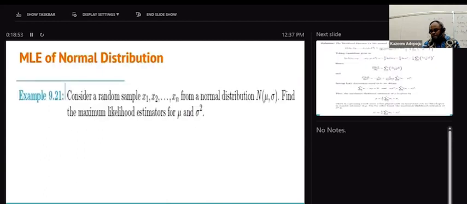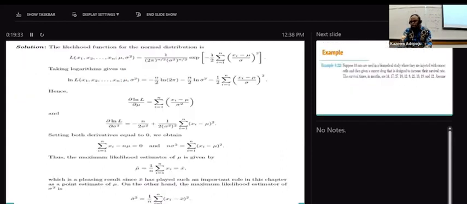Now, I want to take you to the more important one. The method we'll be using, focus on normal distribution, right? When you have some data set, if you take a look at the confidence interval we did on mean, we are assuming that it is from a normal distribution. Now, consider a random sample x1 up to xn from a normal distribution. How many parameters do we have in a normal? We got 2, mu and sigma. Find the maximum likelihood estimators for mu and sigma squared. You know what you're going to do?